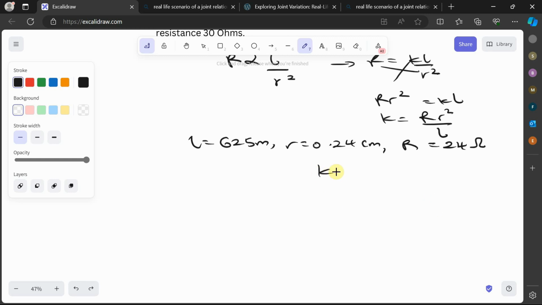So k will be equal to 24 times 0.24 all squared all over 625. Let's punch that in our calculator. 24 times 0.24 all squared, then divide this by 625. That gives me 2.21 times 10 raised to the power of minus 3 to 2 decimal places. It was 2.1184, or let's just say 2.212 times 10 raised to the power of minus 3.